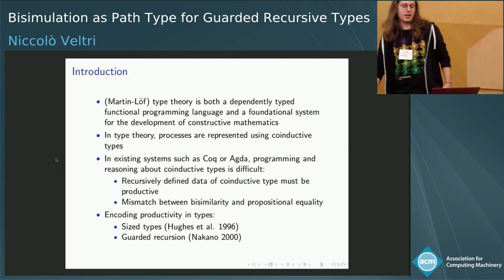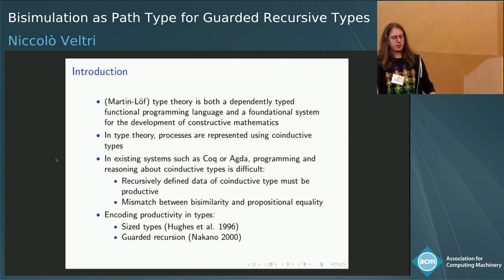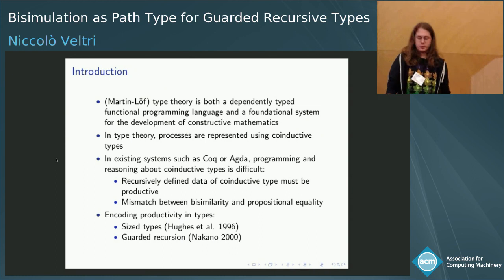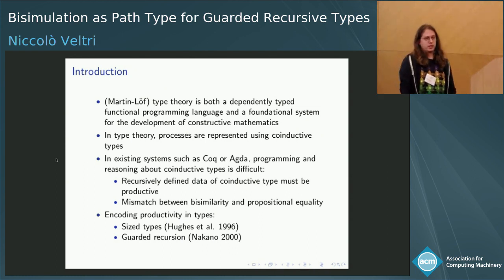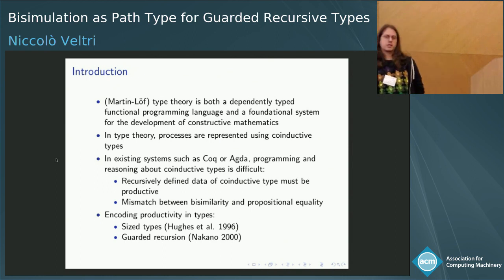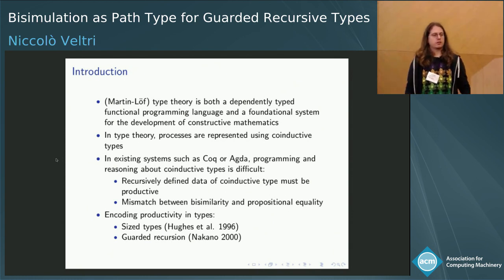In a lot of these efforts, one is also interested in verifying properties of processes. By process, I mean something like possibly non-terminating programs or reactive programs. And in type theory, these things are usually represented using coinductive types. Systems like Coq or Agda offer support to the user for programming and reasoning with coinductive types, but sometimes this support is limited, and programming and reasoning with these things is kind of difficult.